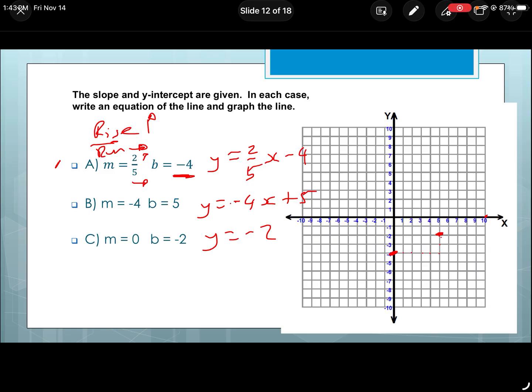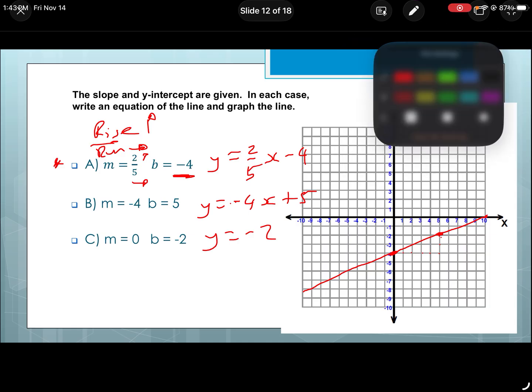And once I've done it enough times, I can kind of see where my straight line will be. So it's going to look something like this. Like that. But you'd use a ruler in an actual test, right? So this one's A. That one's the red one.